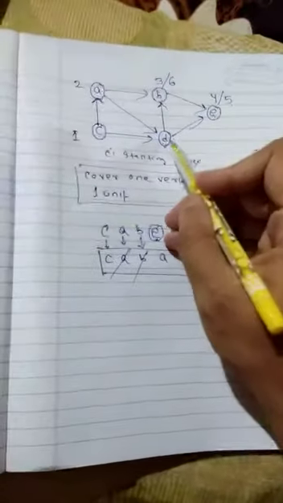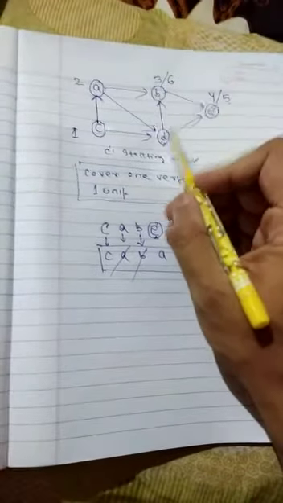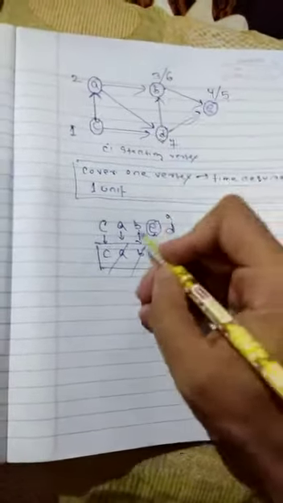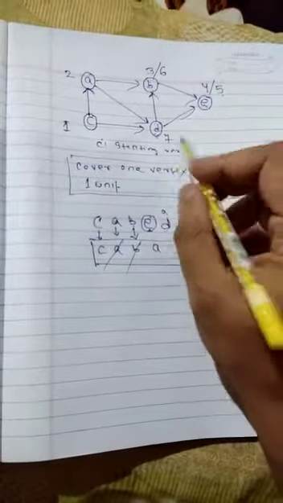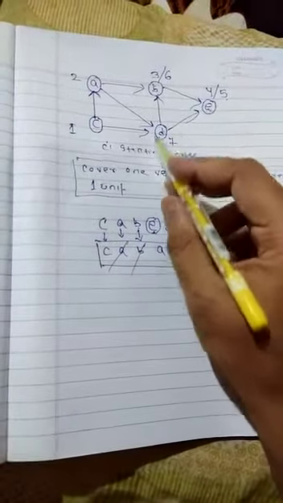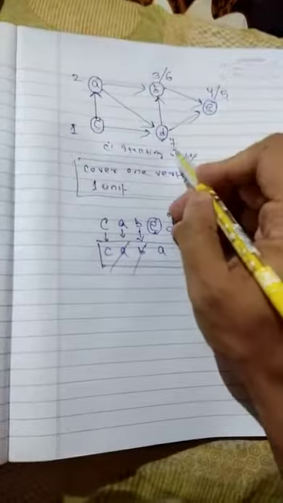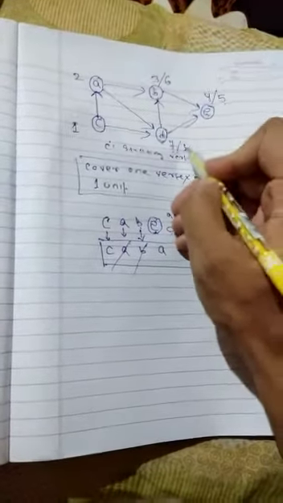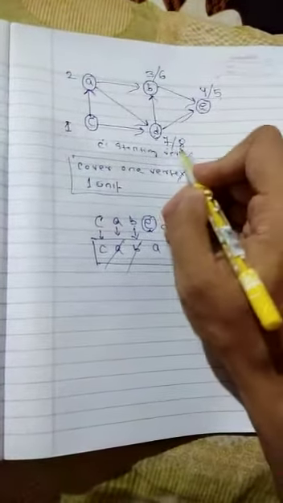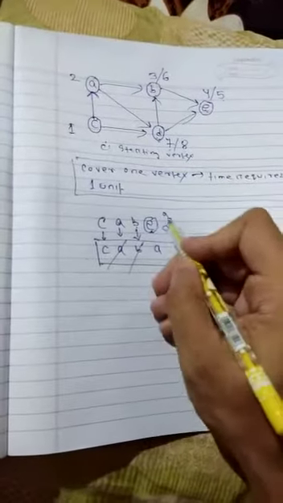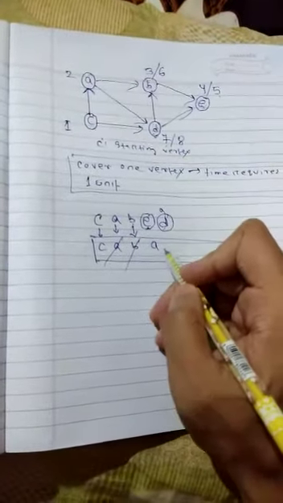Okay, then check by D, what are the adjacent? B and E. B is already visited. Okay, E is also visited. That means D's work is now over. At what time unit? 7, after that 8. At the 8 time unit, D's work is over. That means D no need to enter into the stack.